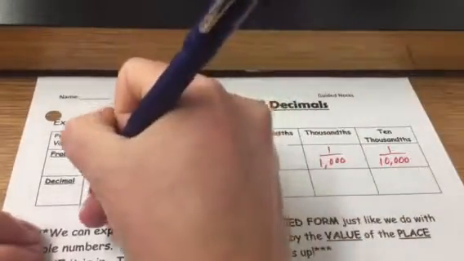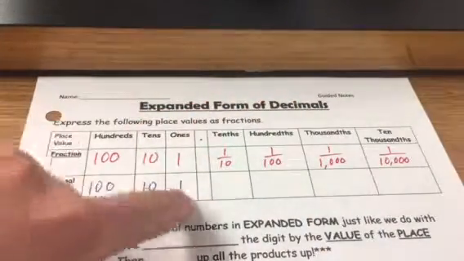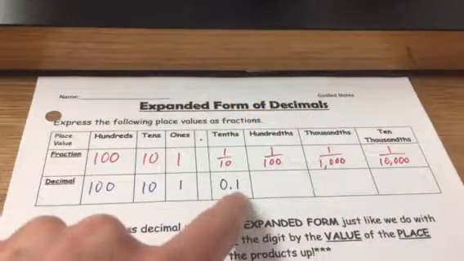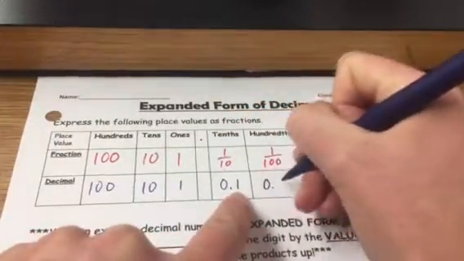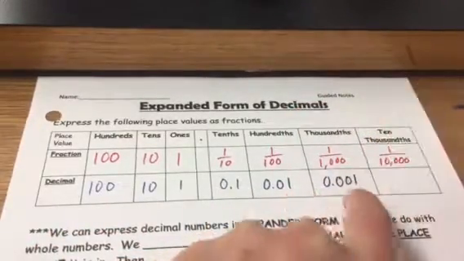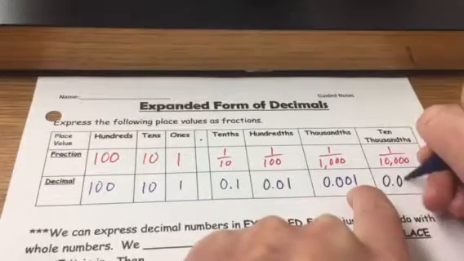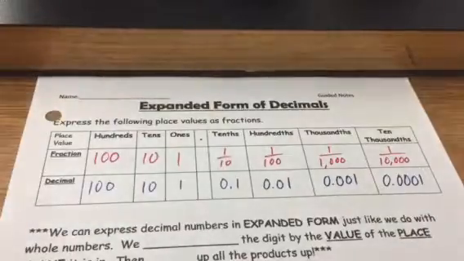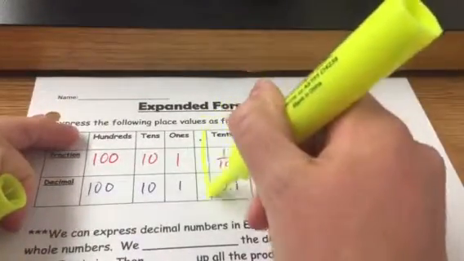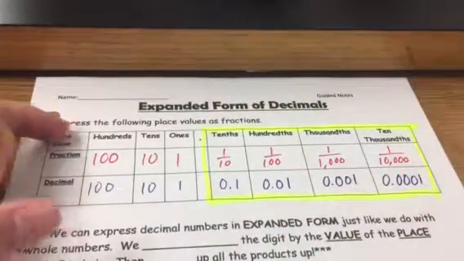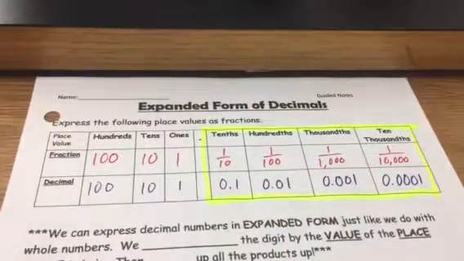Let's take a look at decimal form. So again, our whole numbers are just our whole numbers, hundreds, tens, ones. When we get to tenths, let's express that as a decimal. 1/10. 1/100th. 1,000th. 1/10,000th. So this portion right here, this is going to be as tough as it gets. This is the really important information that's going to help us to write our decimals in expanded form.